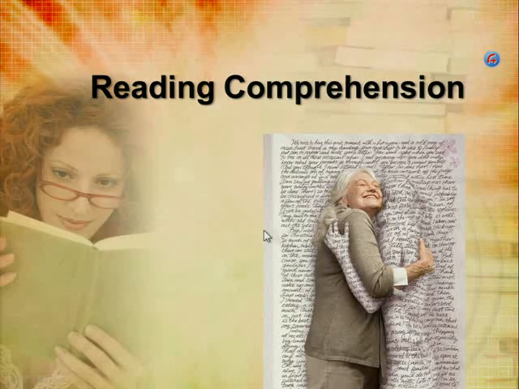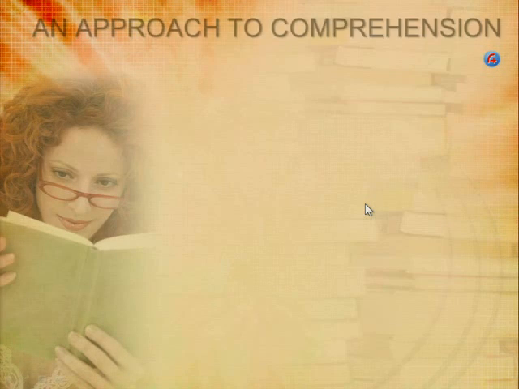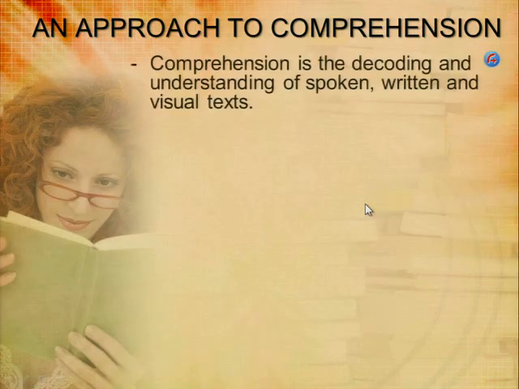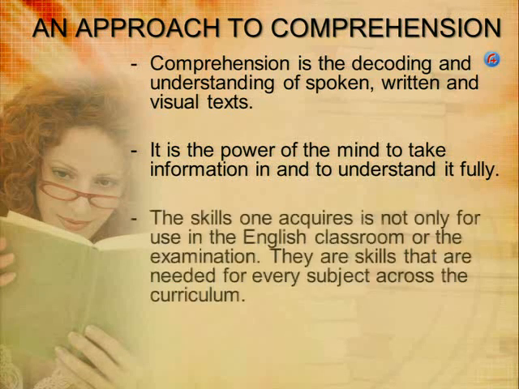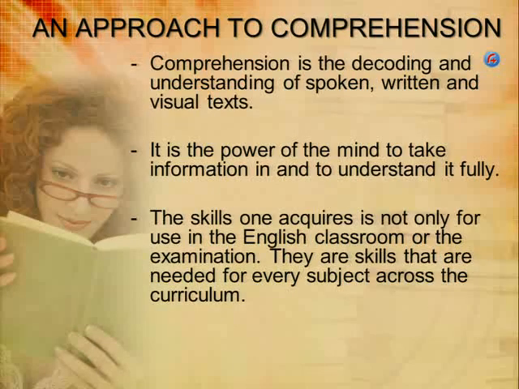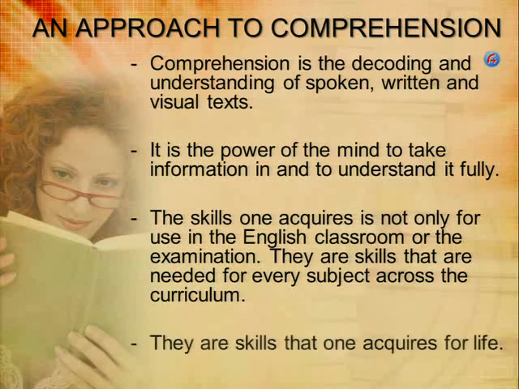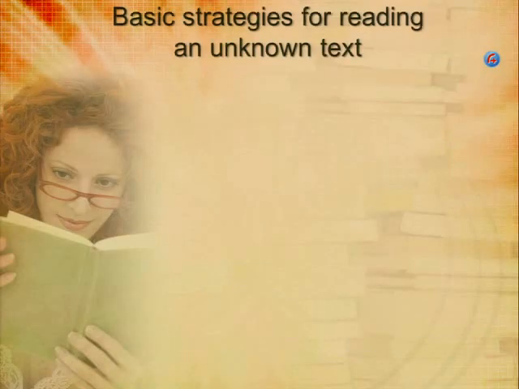Now, the purpose of a reading comprehension, the approach that we have to follow, is we have to decode the information to see if we understand what this written text is. If there's visual aspects as well, what's the message behind it? Do we understand what we read? Now, it is the power of the mind to take the information in and to understand it fully. The skills one acquires are not only useful for English, but it's also something that you're going to use in all your other subjects. And that's also skills that we acquire and that we need for life.